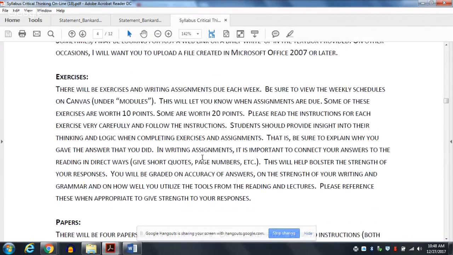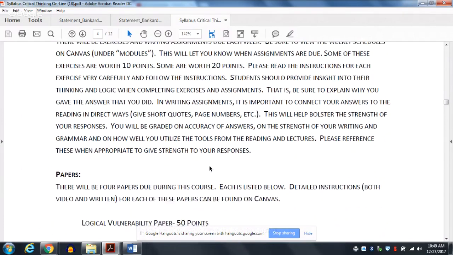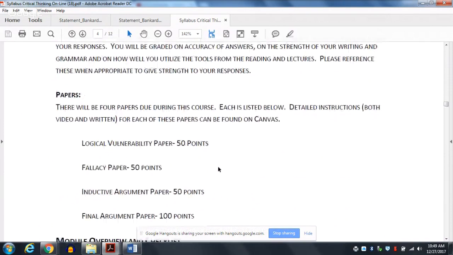Some exercise sets are worth 10 points, some are worth 20. Again, that's going to be on Canvas. You can also find the point totals on Gradebook. Some of the papers will be 50 points. Some of the papers, the final paper, for instance, is going to be worth 100. So you'll want to know what each assignment is worth so you know how I'm weighting it, how much effort to put into it. There are going to be 4 papers in the 7-week course.